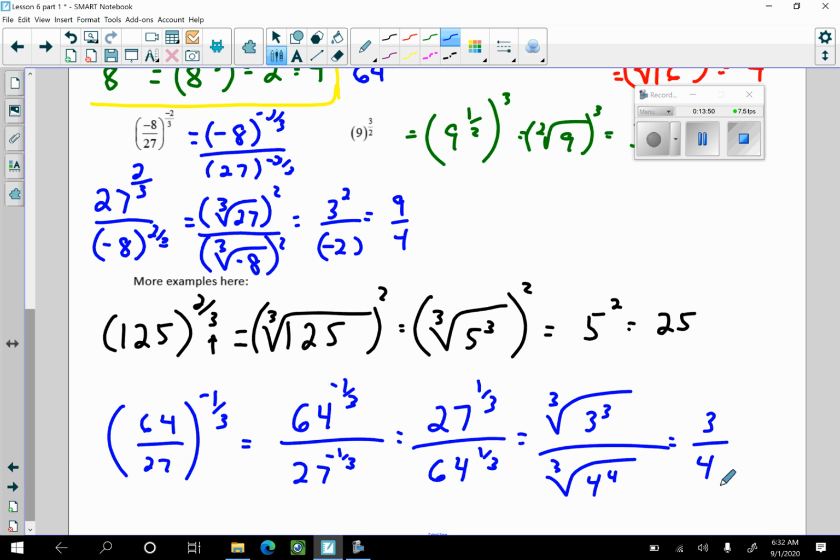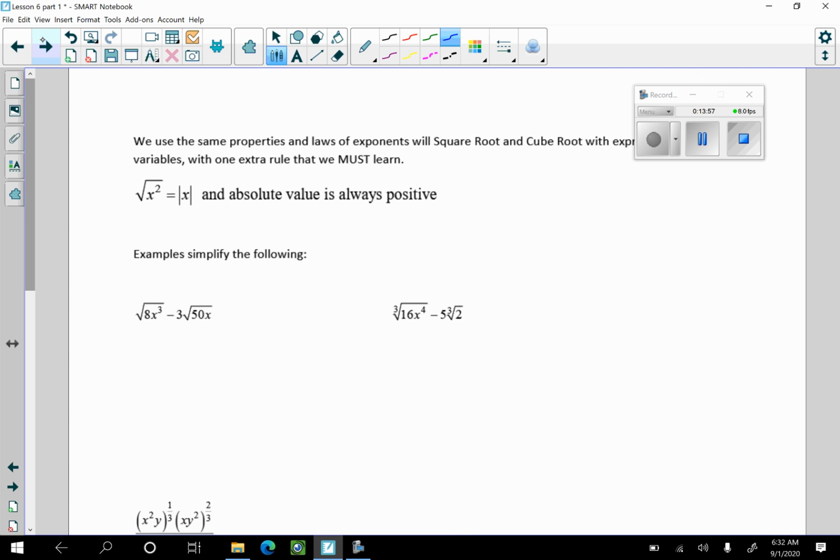Okay, some very good examples. Kind of a tough topic. Let's do a couple others. So this rascal here is probably one of the most misunderstood topics in all of pre-calculus mathematics, algebra, algebra 2, pre-calculus even. So we're going to use the same properties and laws of exponents with these square root and cube root expressions.